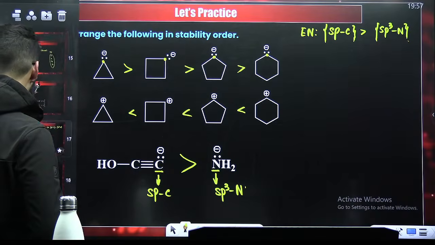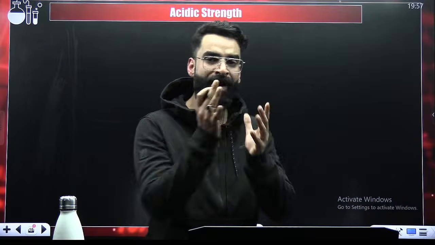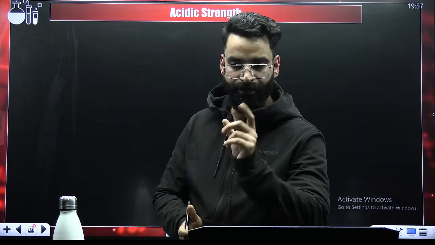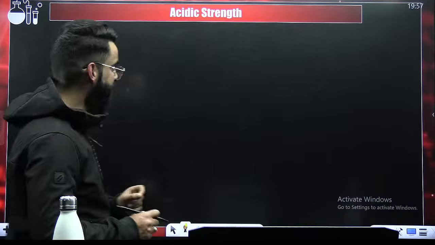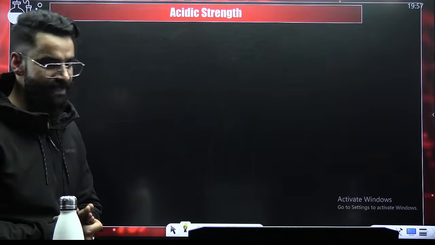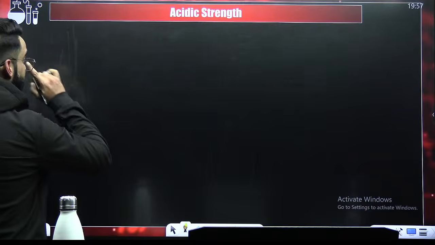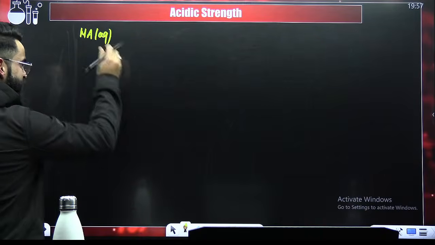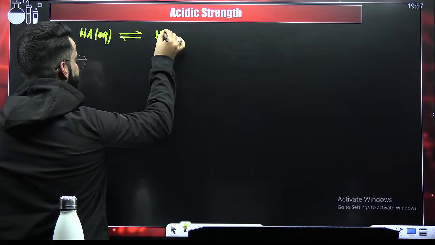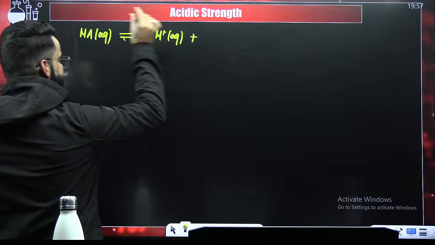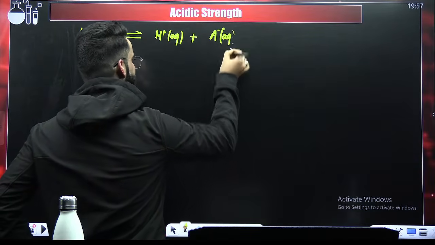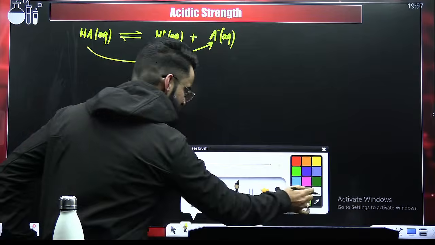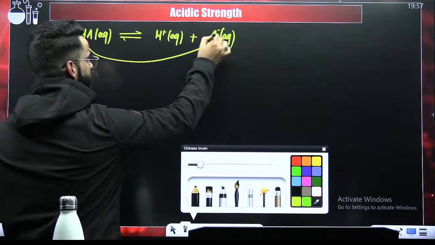I believe yes. And if yes, let's talk about one more type of question that can be solved based on the concepts we have discussed till now. The concept is acidic strength. Understand, guys. For example, you have an acid HA. Since this acid will be losing H positive, when it loses H positive, this acid gets converted into A negative.